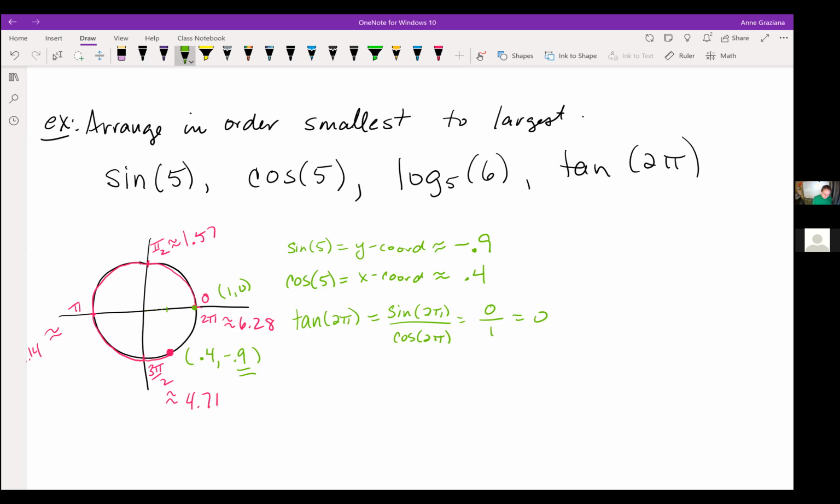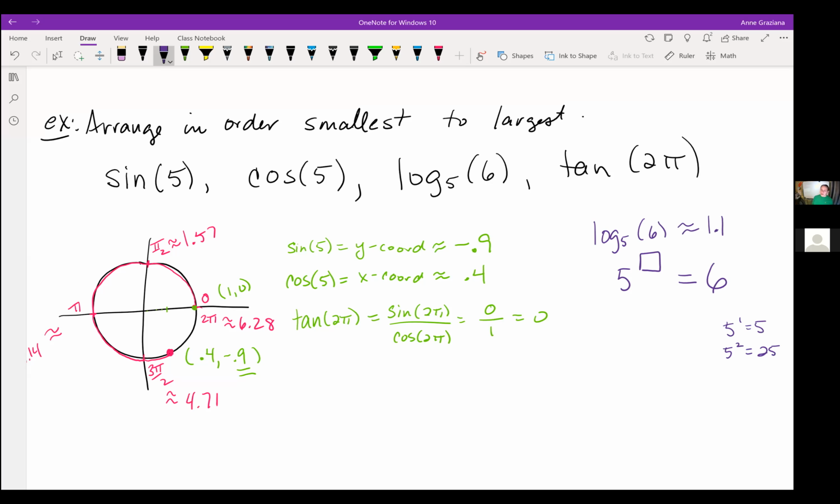So the one that's a little bit rogue here is this log. So let's look at log base 5 of 6. The question is 5 to what power is going to equal 6? And the quick answer is, I don't know. Not a whole number, right? That power can't be 1. 5 to the first is 5, and 5 squared is 25. So it actually has to be a decimal, which is going to be approximately, I don't know, 1.1.